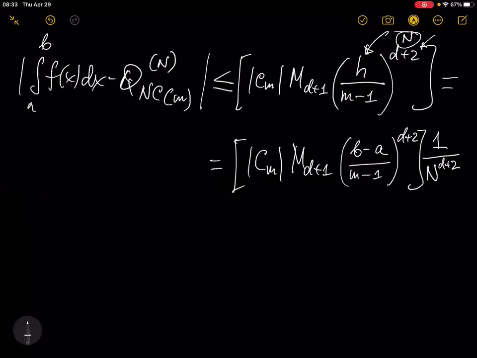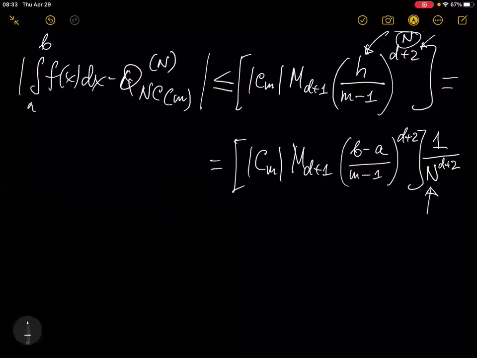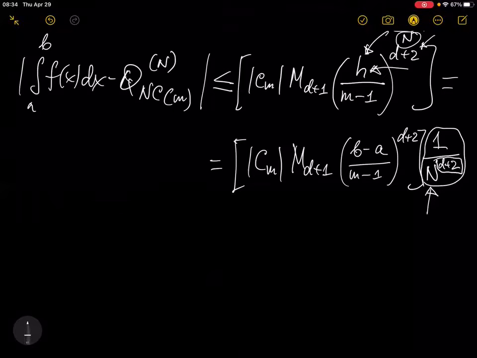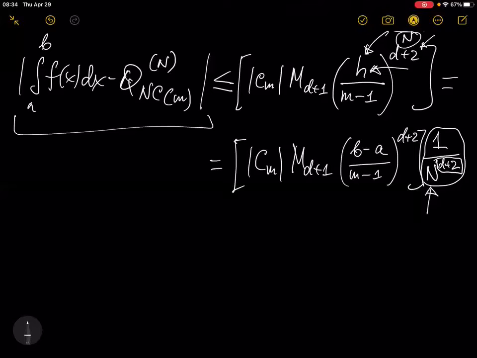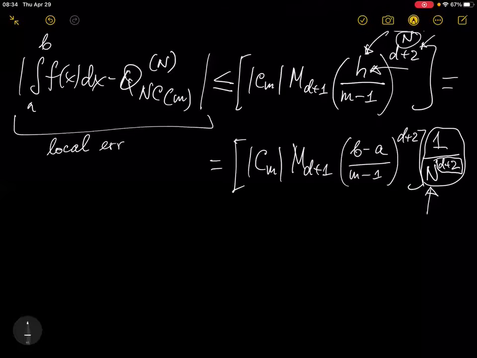So the more subintervals I'm considering, the smaller is this h, right? And the smaller is the local error or error on every subinterval. And the higher is the order of the method, the faster this factor is going down with the increase of the number of subintervals. But the problem is that, as I said, in the worst case scenario, all your errors add up. So this is the local error.